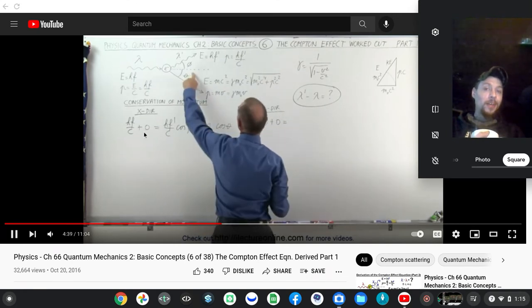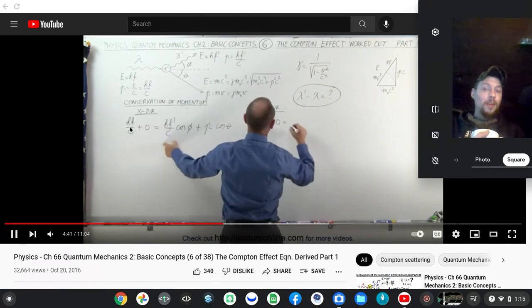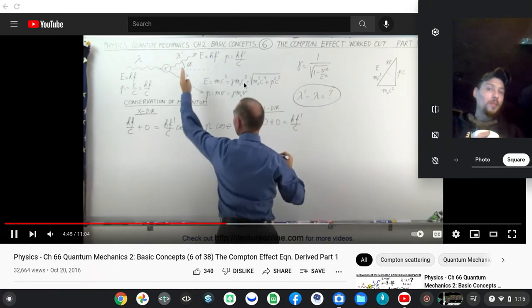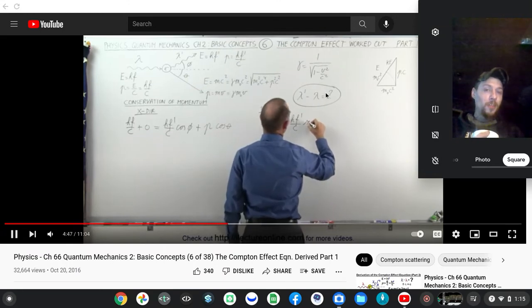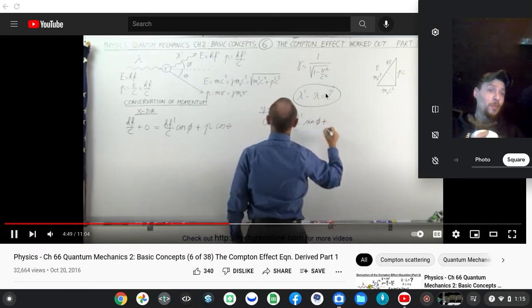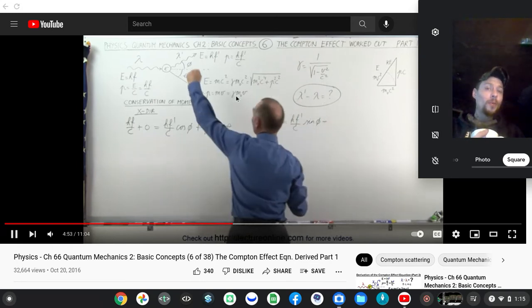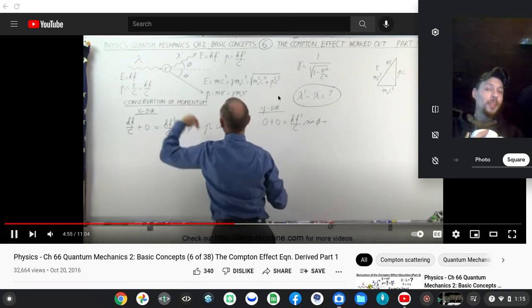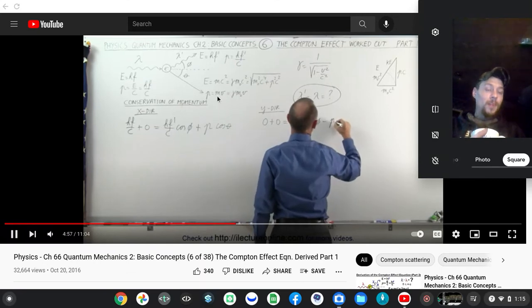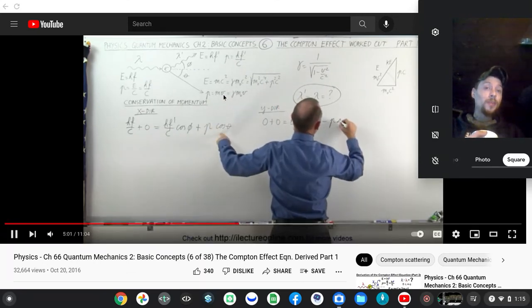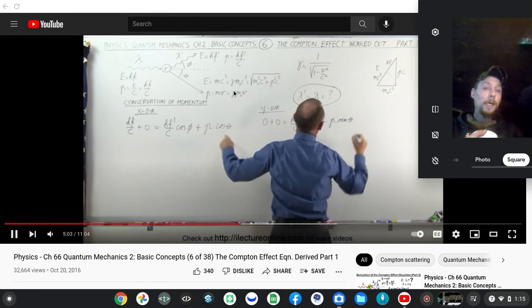For the photon, it will be, as before, h f prime over c, but in this case we want the y component, which is the sine of the angle phi. It's going to have a minus, because you can see that the momentum of the electron is actually negative in the y direction. You might need to put the sine of the angle theta, talking about the y direction.